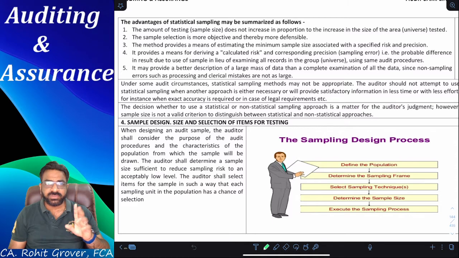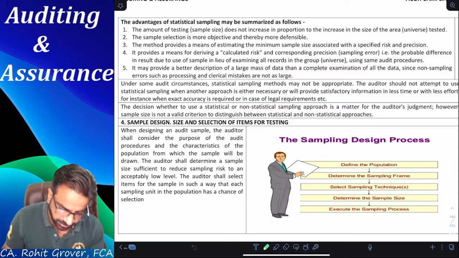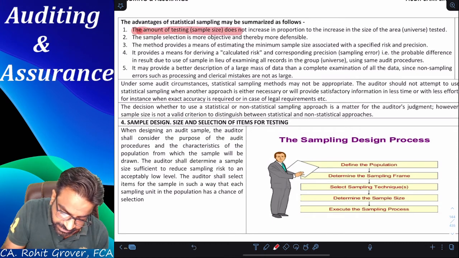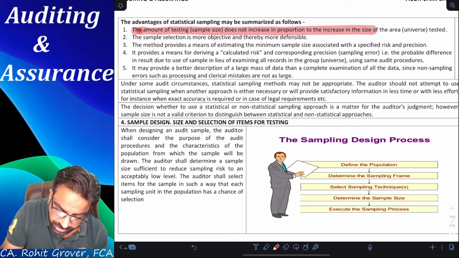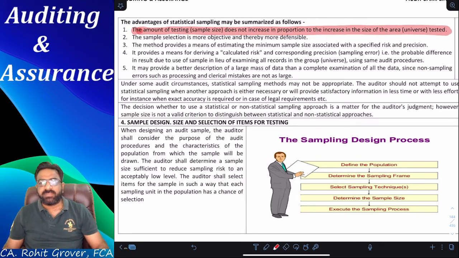Which one is required to be used highly? Statistical sampling method is always more preferable because sometimes the judgment of an auditor may get biased or partial. That's the reason it has been told that it's better to use the statistical method. Now, advantages of the statistical method, everyone. It is there in front of you. The amount of testing does not increase in proportion to the increase in size of the population. What do you mean by that? See, the mathematical formula is the same.